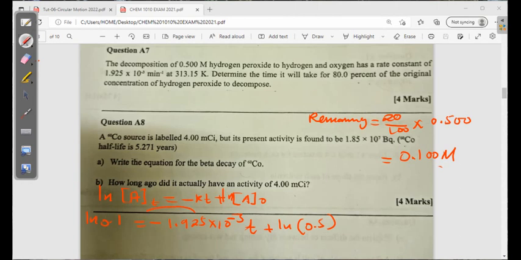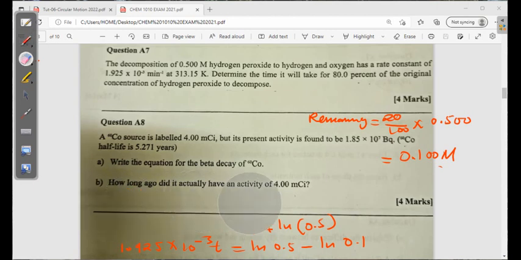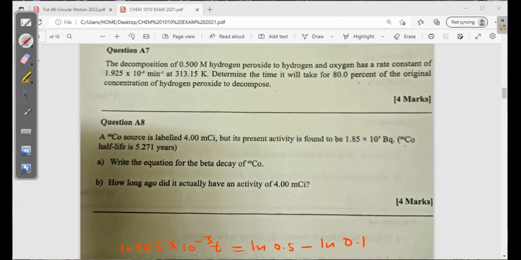So this value which is negative, I'm going to take it this side, and this value I'm also going to take this side. So this becomes positive 1.925 multiplied by 10 to the power negative 3 t, equal to natural log of 0.5, and then this value, when it crosses the other side, becomes negative natural log of 0.1. When we have logs which are subtracting, we can divide the terms, from the rule of logarithms. So 1.925 times 10 to the power negative 3 t equals natural log of 0.5 divided by 0.1. 0.5 over 0.1 is just 5, and then natural log of 5.